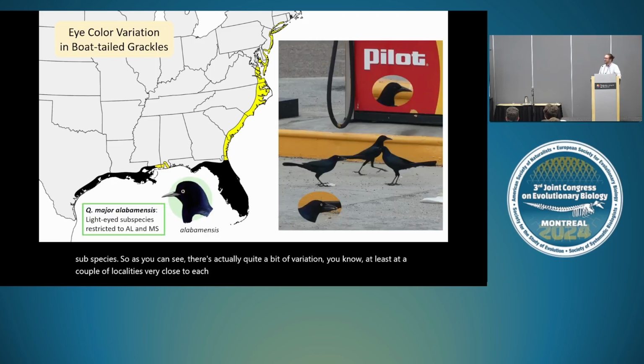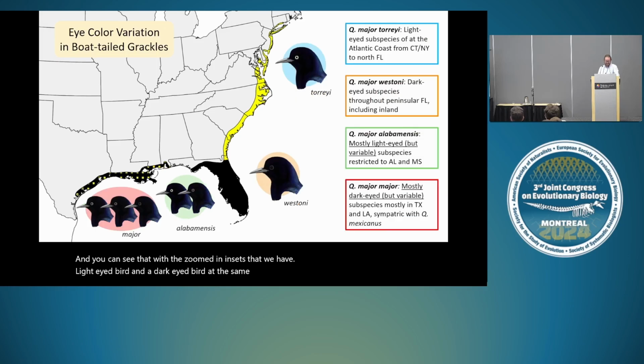And then I mentioned that these are gas station birds. This is a gas station in Moss Point, Mississippi. And you can see with the zoomed-in insets that we have a light-eyed bird and a dark-eyed bird at the same pump. So it's probably better to consider these two northern Gulf Coast subspecies as being variable-eyed, with one of them primarily light-eyed, one of them primarily dark-eyed, but with a lot of variation.